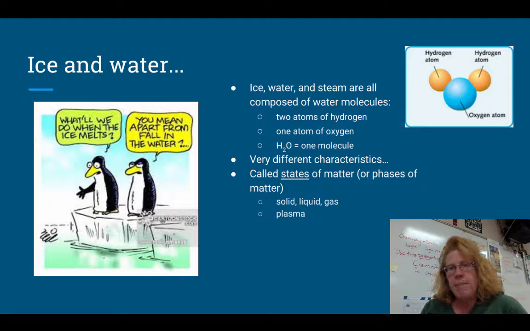So what is it about these things that gives them such different characteristics? These differences, where it's the exact same type of molecule but arranged in different ways, we call states of matter. You may also hear it called a phase of matter. So state of matter and phase of matter mean the same thing.